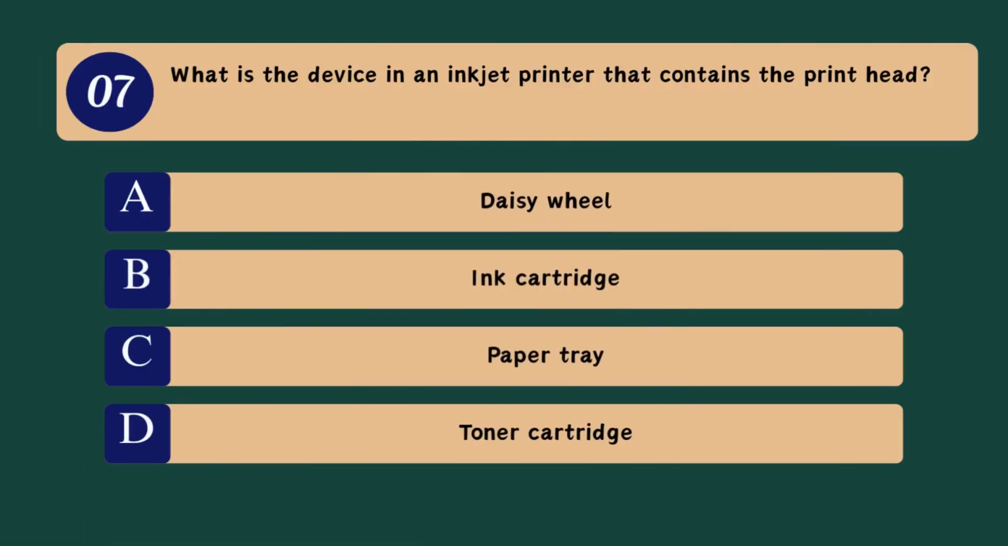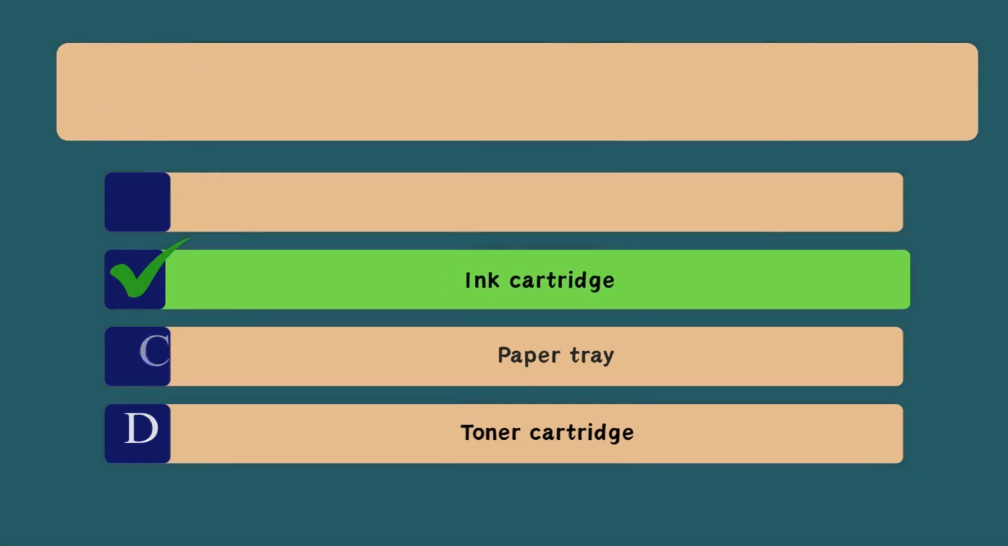Question 7. What is the device in an inkjet printer that contains the print head? A. Daisy wheel. B. Ink cartridge. C. Paper tray. D. Toner cartridge. Correct answer. B. Ink cartridge.